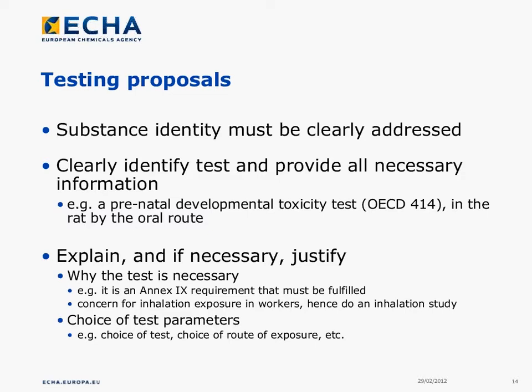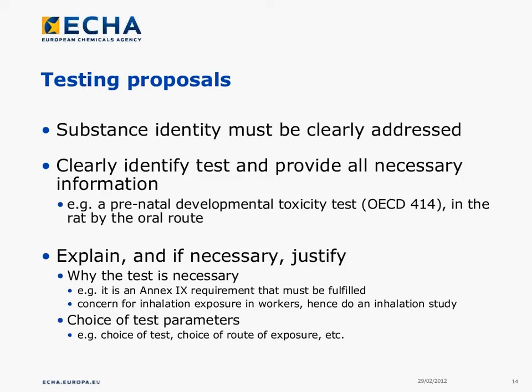It's important when you're putting in a testing proposal that you clearly identify the test that you're proposing to do and to provide all the necessary information. So for example, here we have an example that you might say we want to do a prenatal developmental toxicity test, and you give the particular test that you want to do according to the OECD test guideline 414, and that you say it's in the rat, and you say that it's by the oral route. So that's an example of specifying clearly some of the parameters.